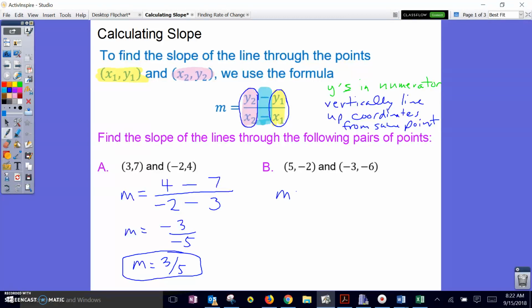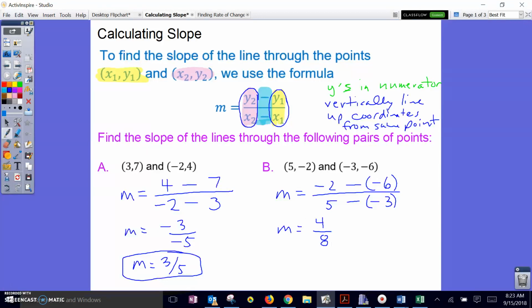I'll do the same thing in part B. This time I'm going to choose the first point, put it in my formula first, and put the y coordinate in the numerator, the x coordinate in the denominator, and do the same thing with the other point, y coordinate in the numerator, x coordinate in the denominator, and then I subtract. Now here I'm subtracting negative numbers, so I'm going to make sure that I just add the positive value of that number. So I've got negative 2 minus negative 6, that's going to give me 4, and 5 minus negative 3, that's going to give me 8.